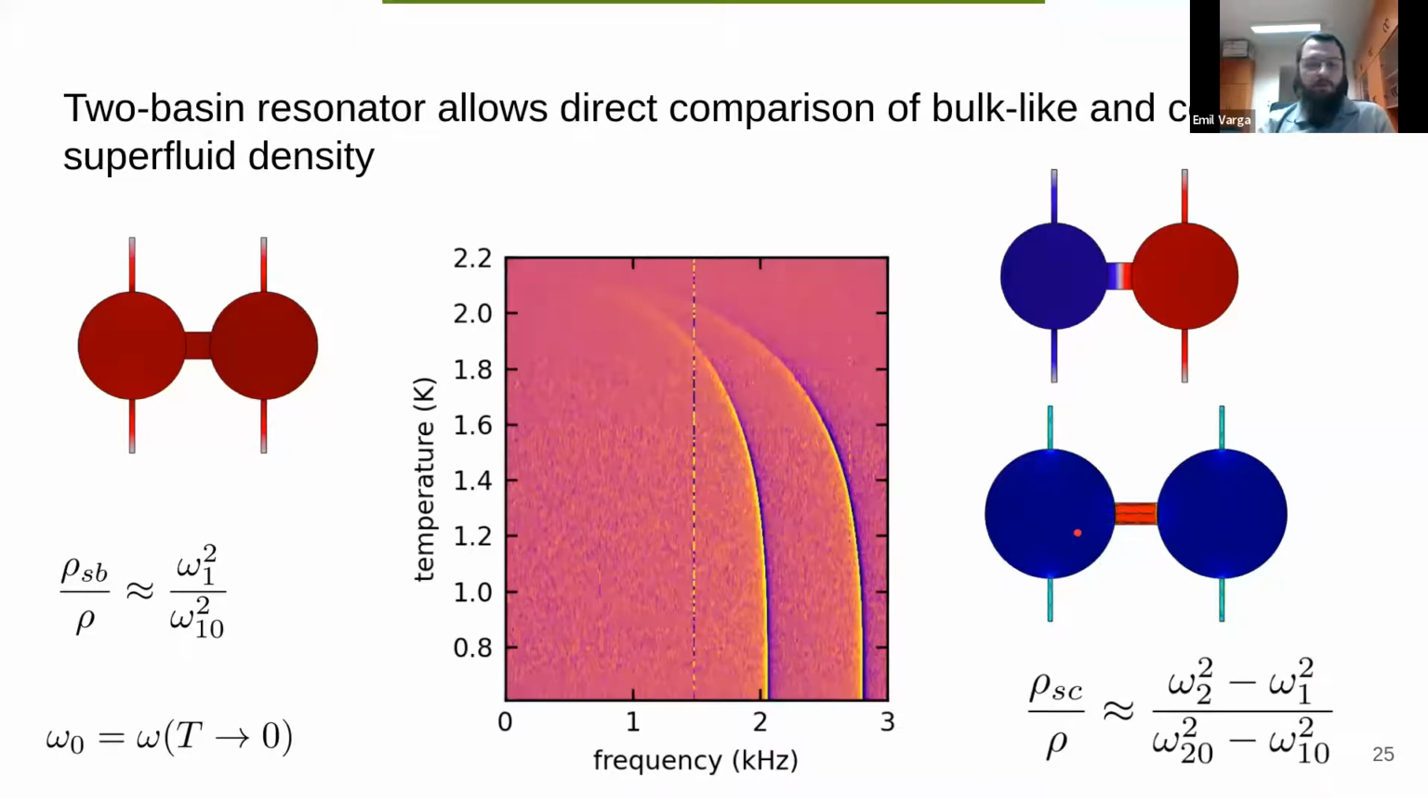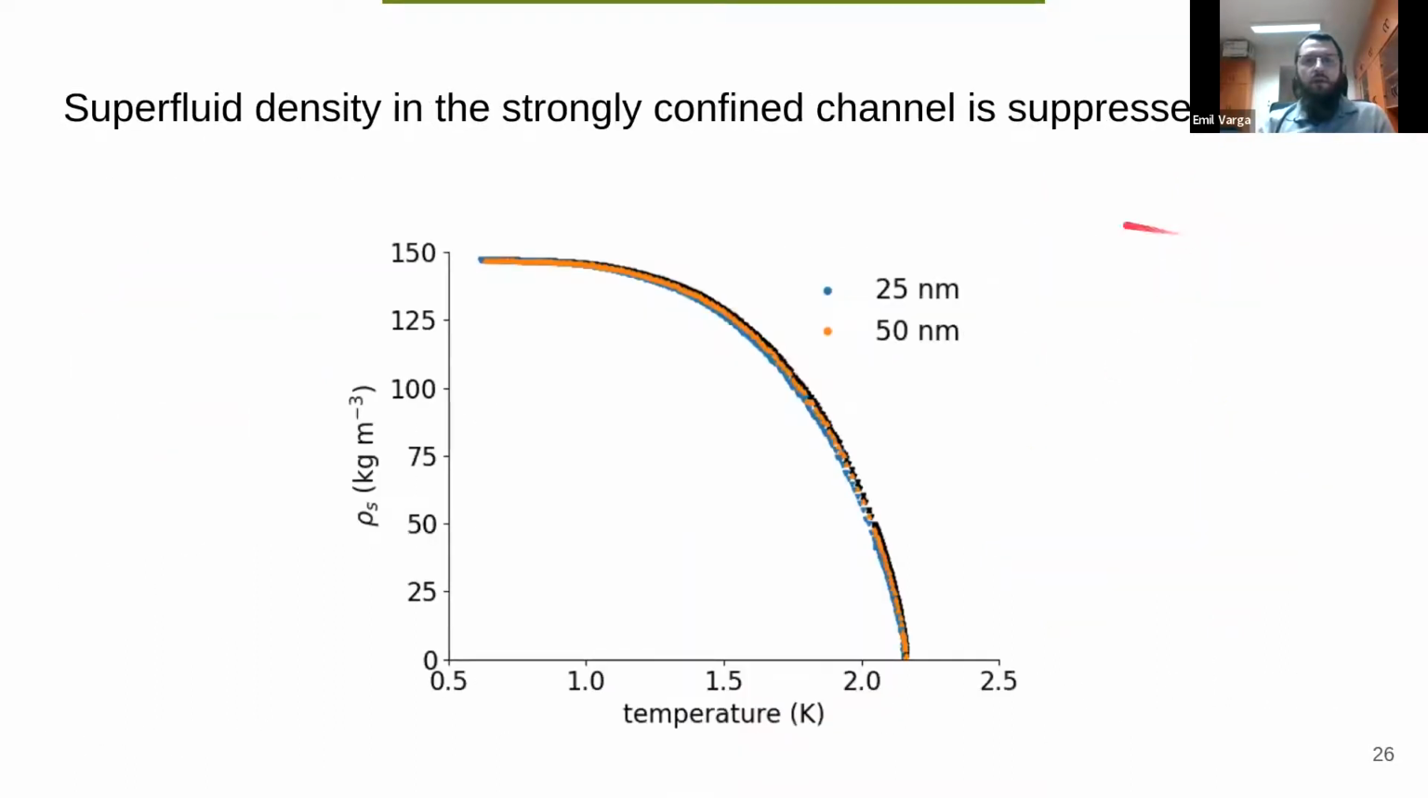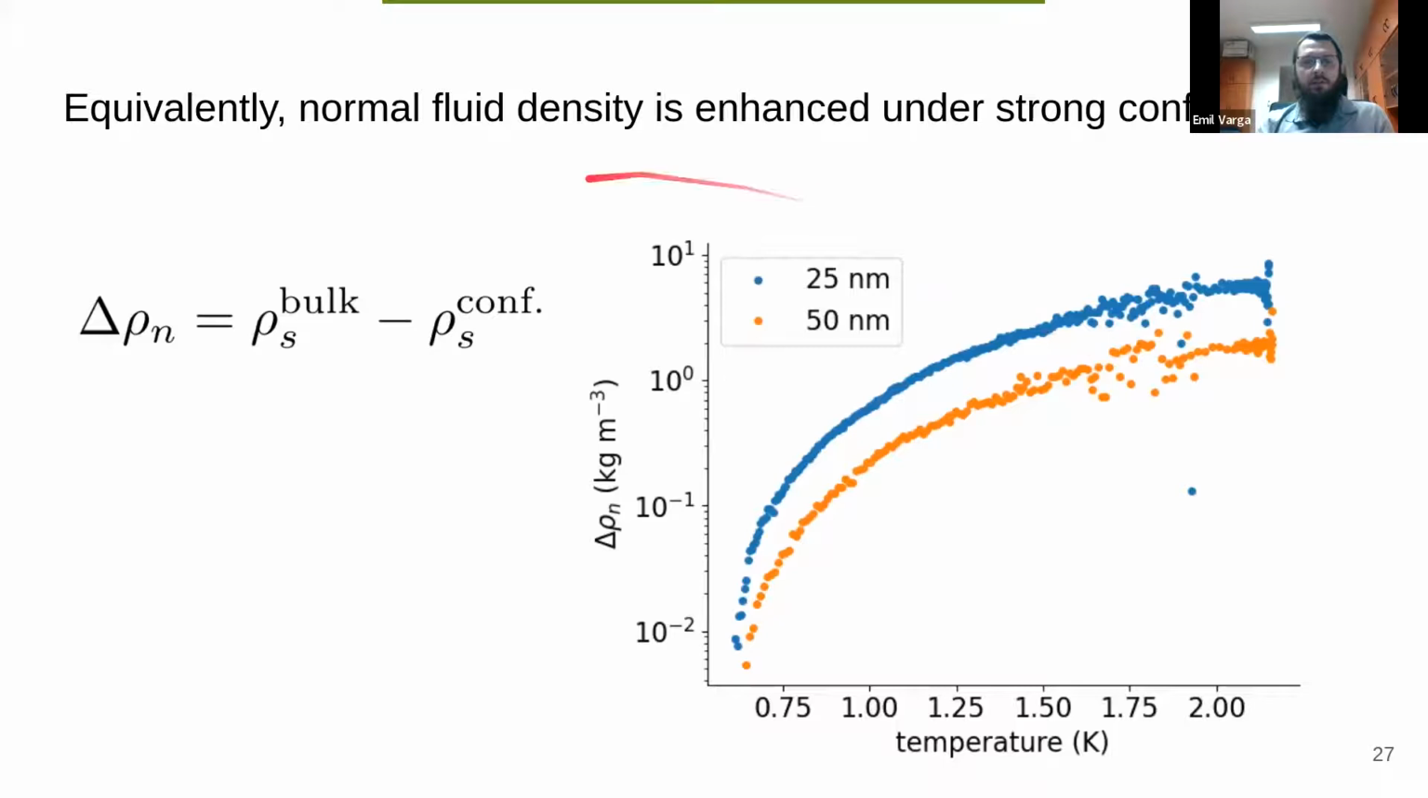Right, so now we have a way of measuring confined and bulk-like superfluid fractions. So we can have a look at them. And as you see on this plot of superfluid density versus temperature, there is a very slight depression compared to the bulk value in black, and both the 25 and 50 nanometer data are slightly below that. To have a slightly better look, we can look at the normal fluid density enhancement, which is just the increase in the normal fluid density, or negative superfluid density, in confinement compared to the bulk.